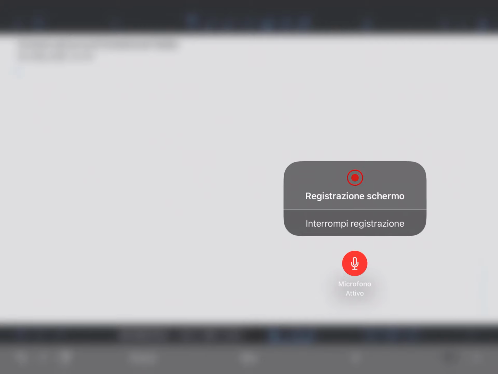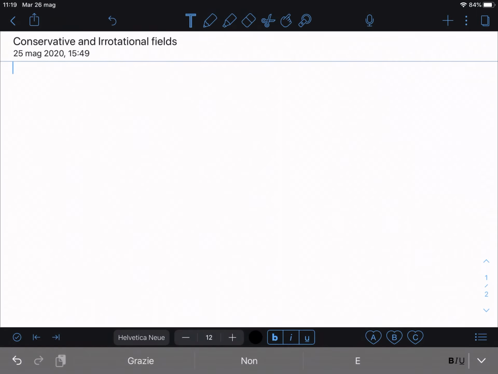You see the microphone is active, so let us move to our notability and talk about today's lecture on conservative and irrotational fields. The word irrotational is new. I will try another way of writing, at least partly, to be clearer. Let me know whether it is better than before or worse.